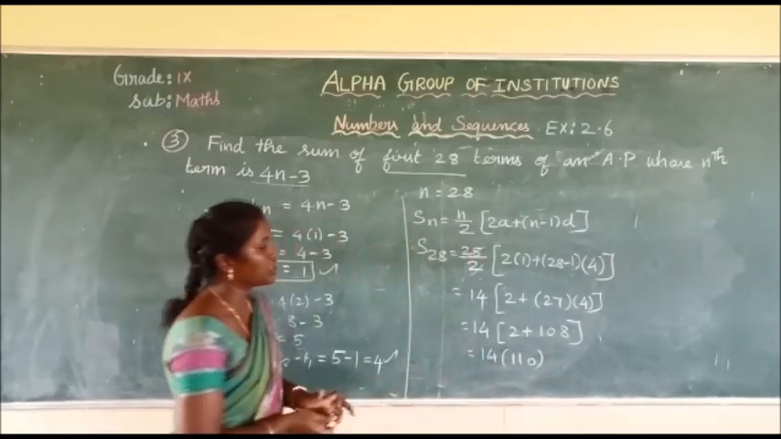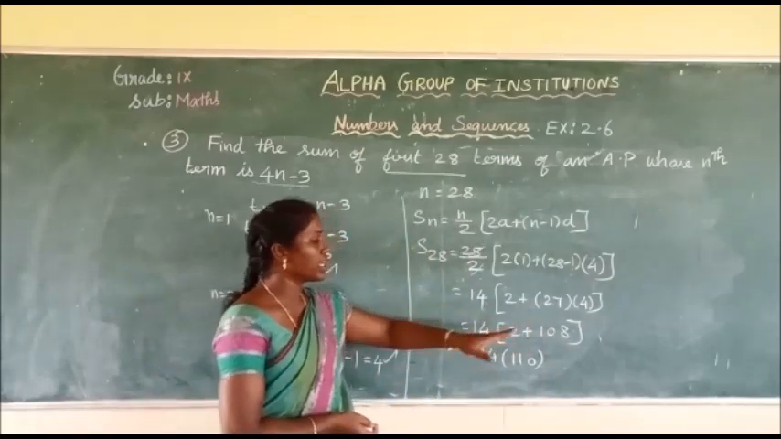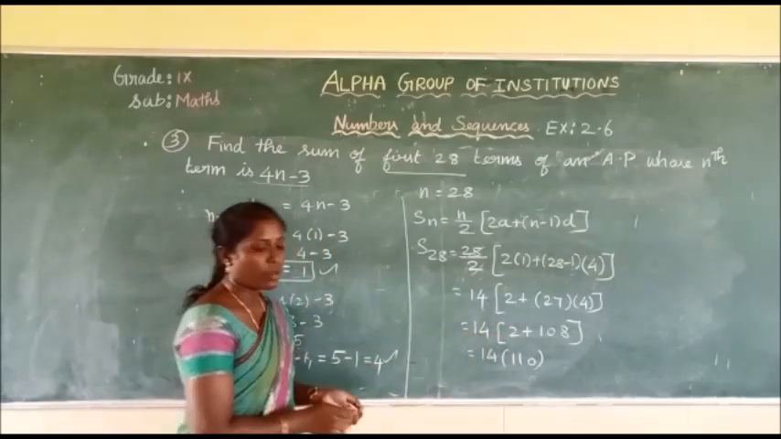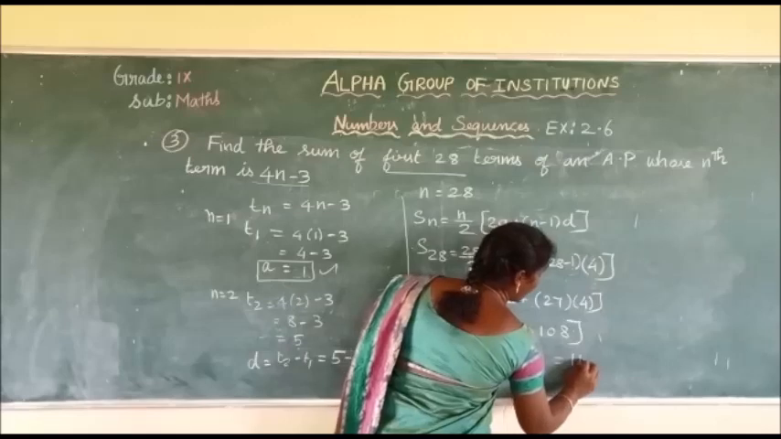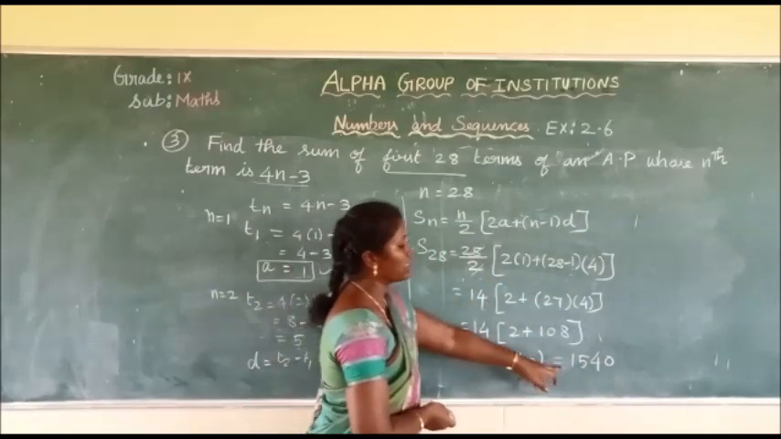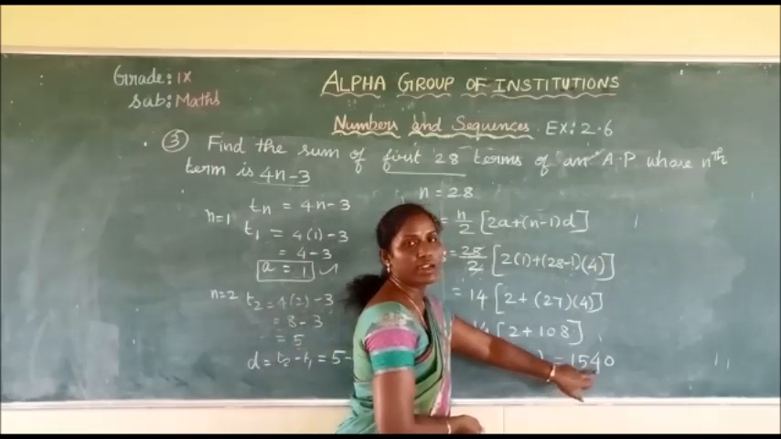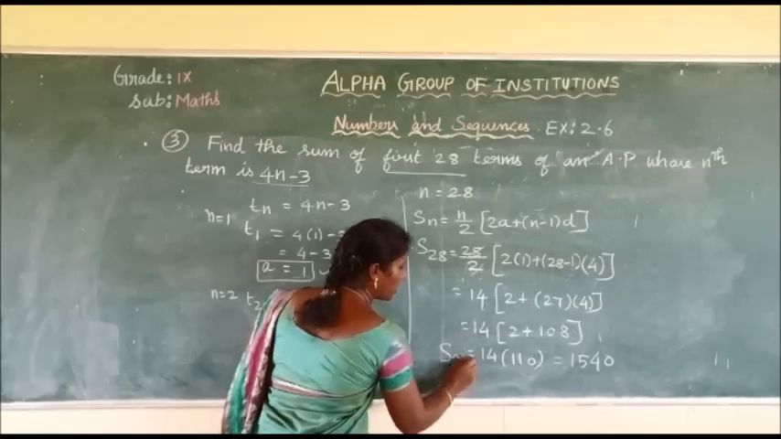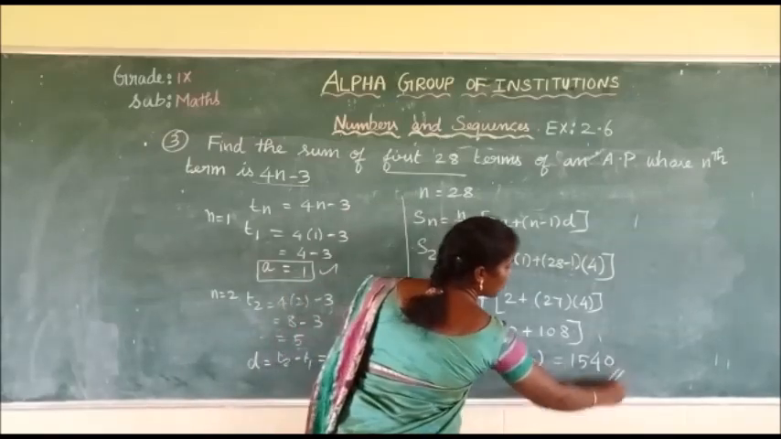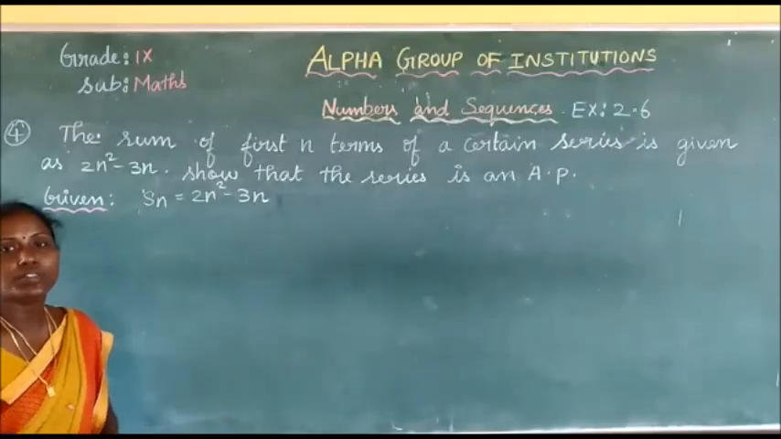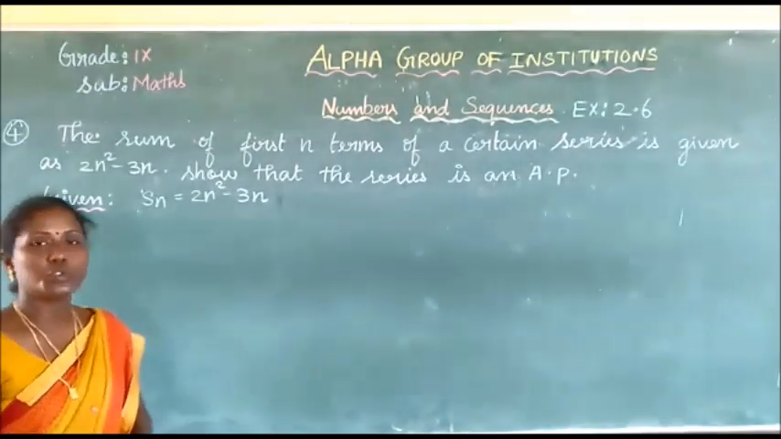See the calculation? 27 into 4 is 108 plus 2 is that. So 108 plus 2 is 110. If I multiply 110 with the 14, the answer is 1540. So the sum of first 28 terms of the given AP is 1540. So children, now see the fourth problem in exercise 2.6.